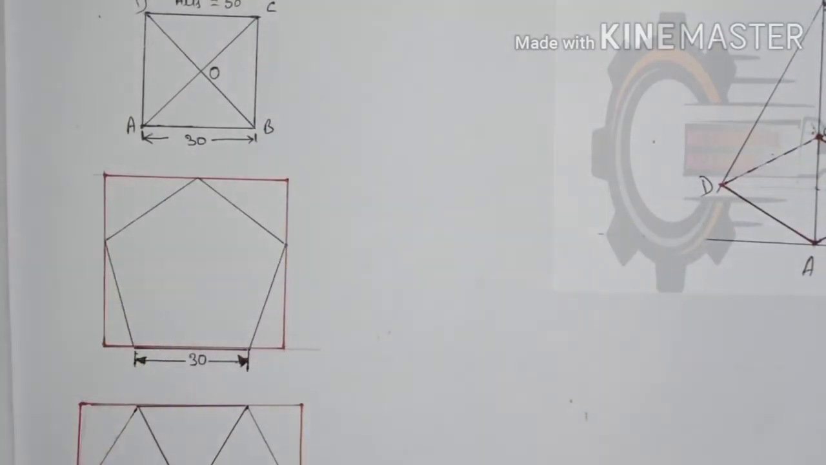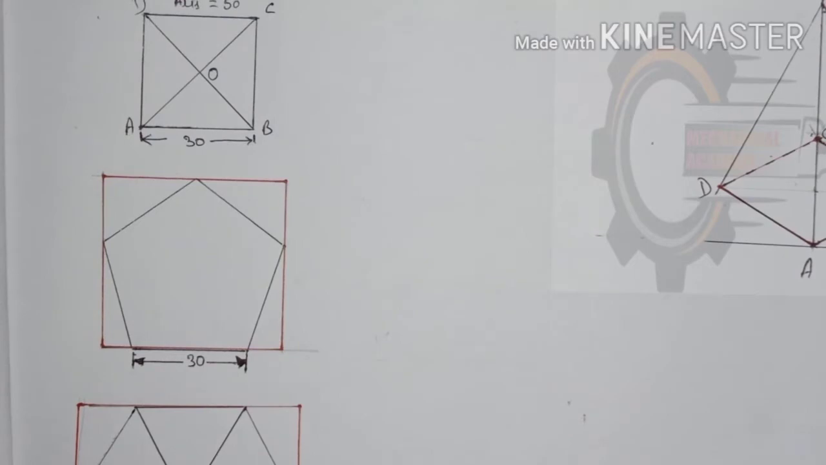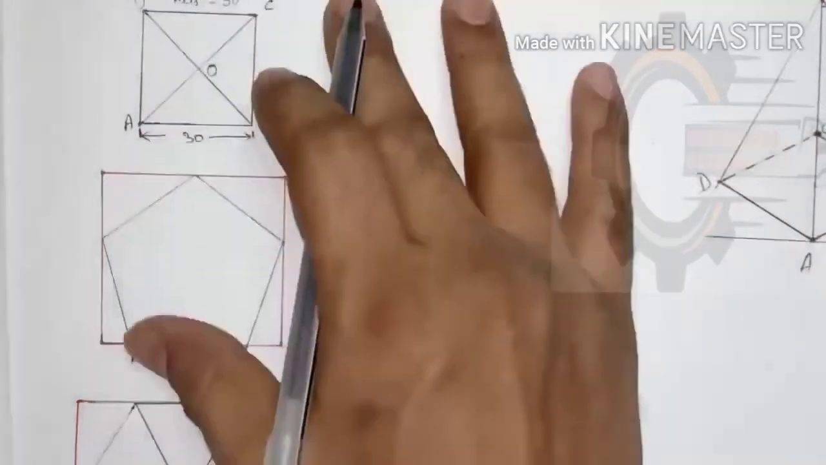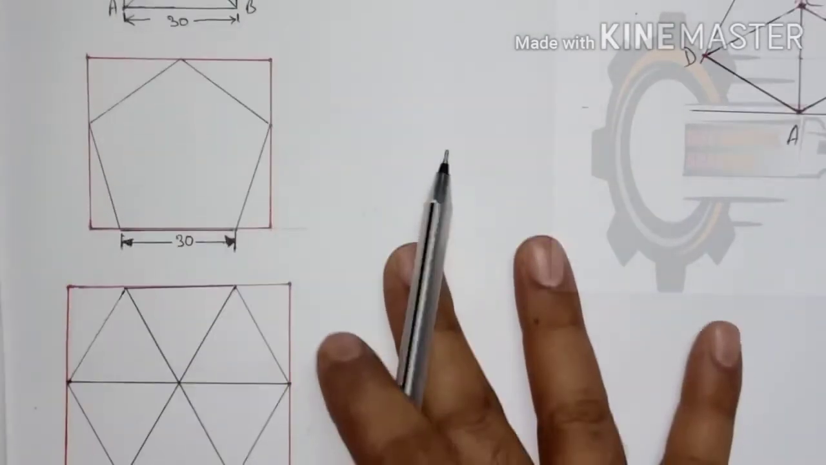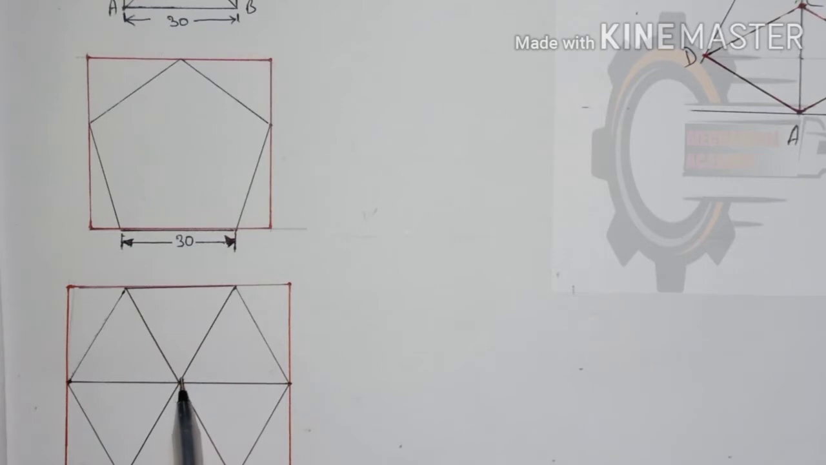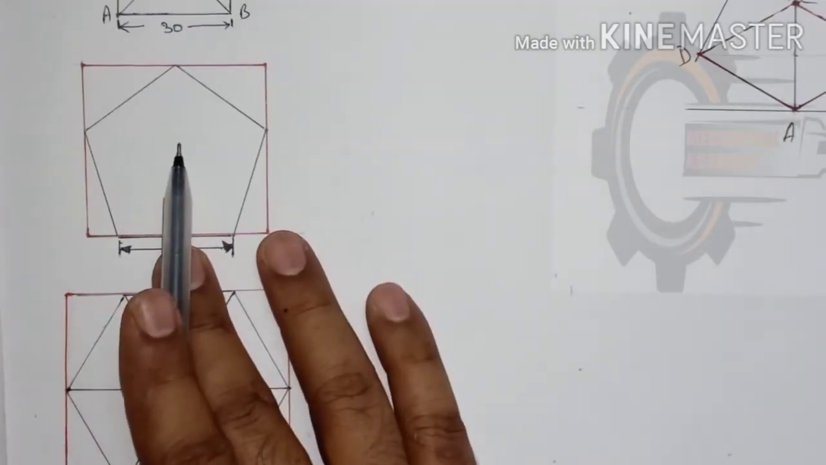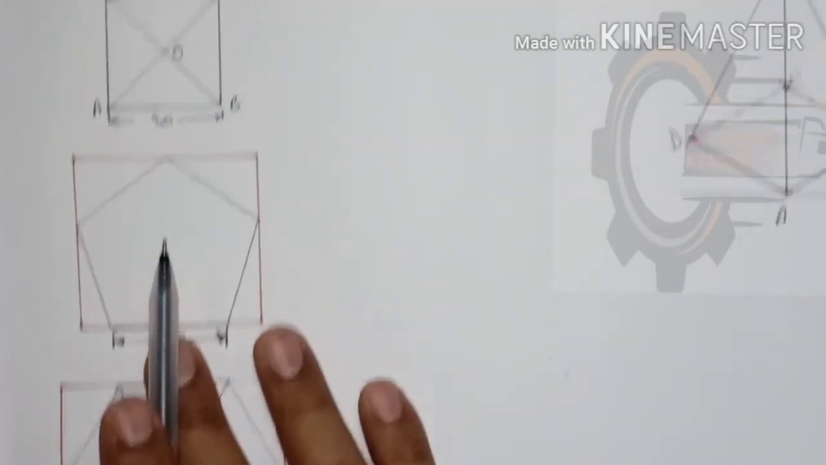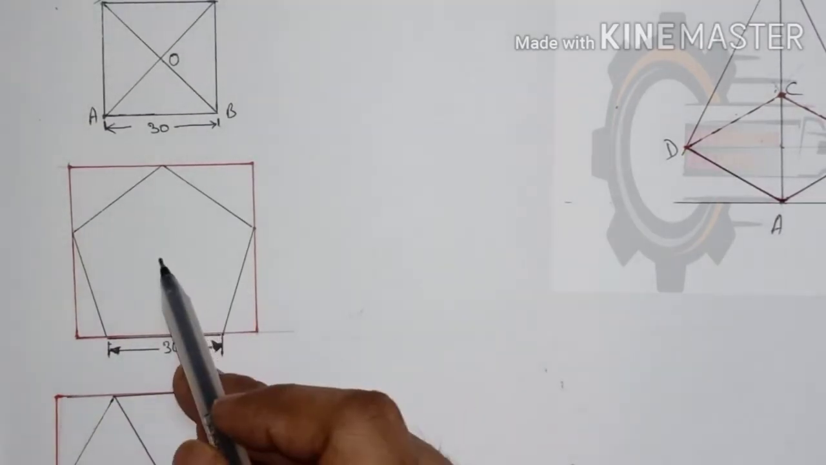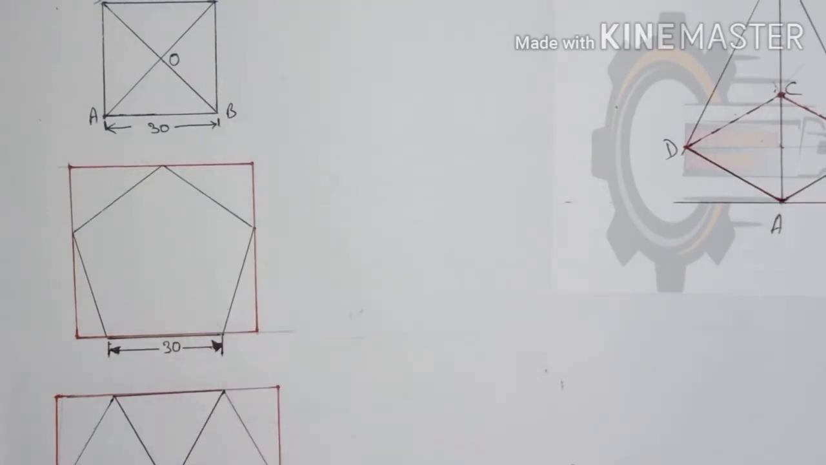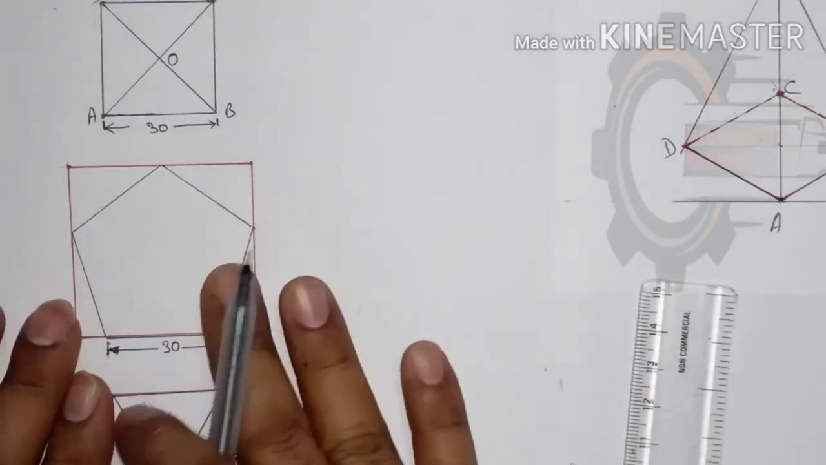If you notice one thing in these three diagrams: in the first one I had already found the center, and in the third one, the hexagon, I also have to find the center, but here I didn't draw this. You know why? Because many students find it difficult to find the center of the pentagon. That's why first of all I need to show you how to find the center of the pentagon.